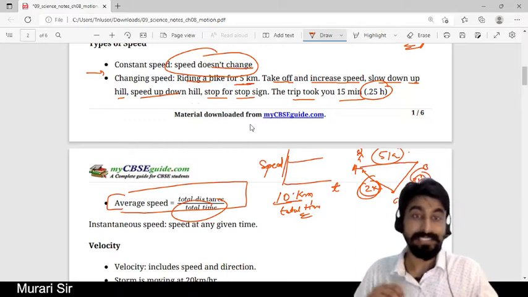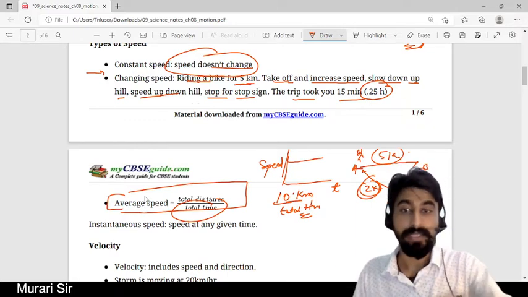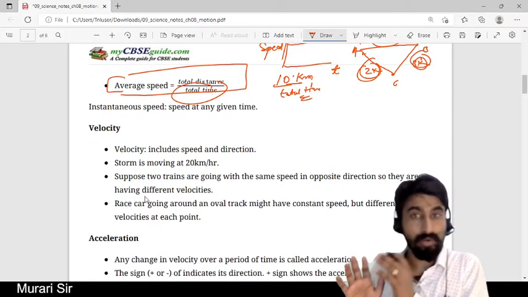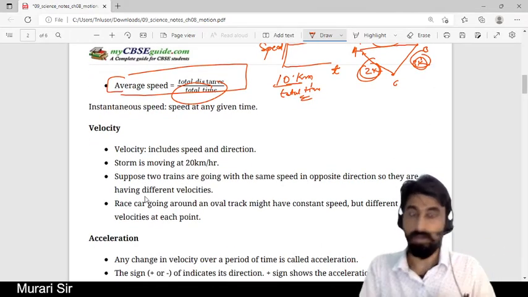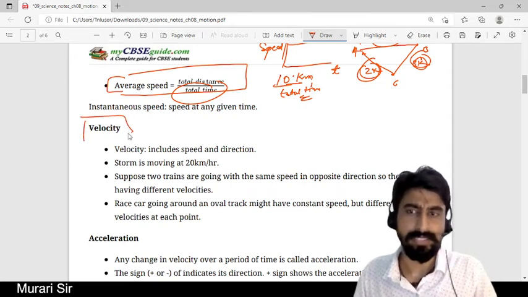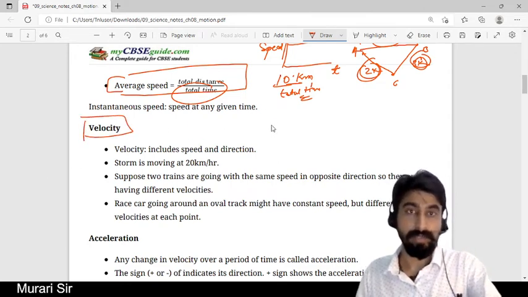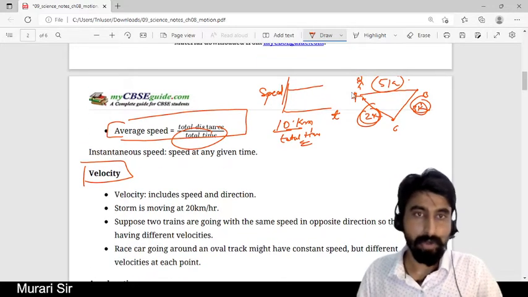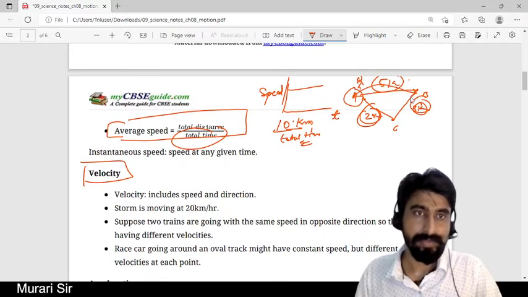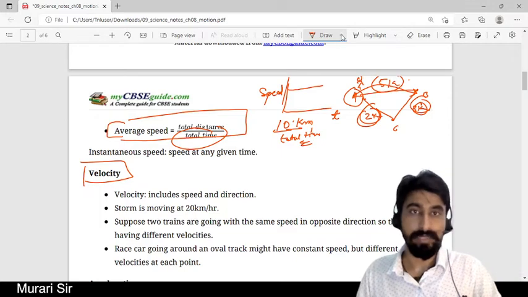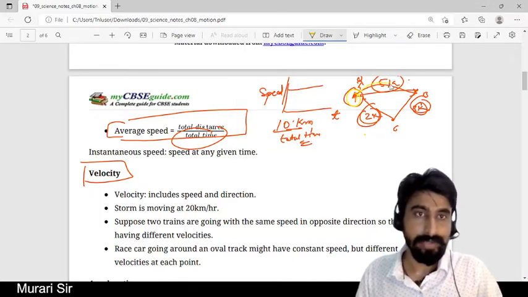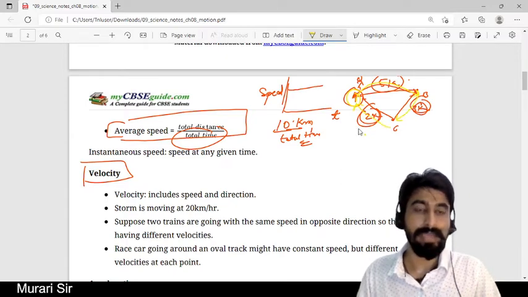Okay, next very important part in this is velocity. So we have understood speed, it is a scalar quantity. Now we have to understand velocity. What is velocity actually? In the same example again, from A to B, he has reached from A to B, and now he's at C and then coming back to A.